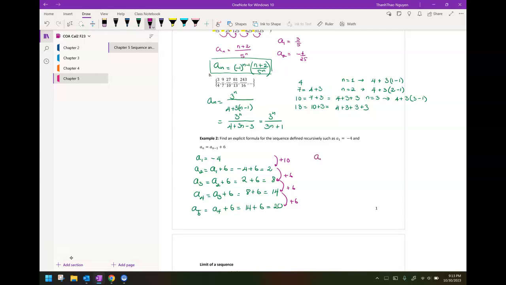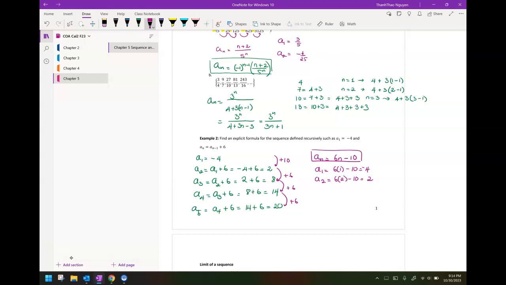So this means a sub n equals, let's try this. Each time we add 6, so 6 times n, and then to go from a sub 1 to a sub 2 we add 10, so from a sub 2 to a sub 1 we minus 10. So let's check. A sub 1 equals 6 times 1 minus 10. That makes negative 4. A sub 2 equals 6 times 2 minus 10. That makes 2. So that seems to check out. So here we got our a sub n.